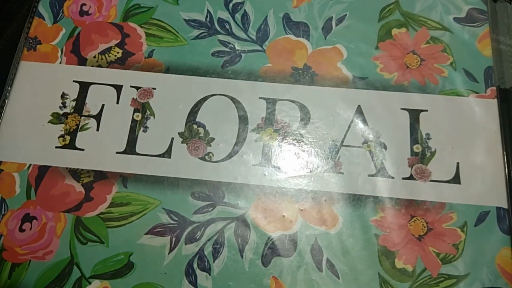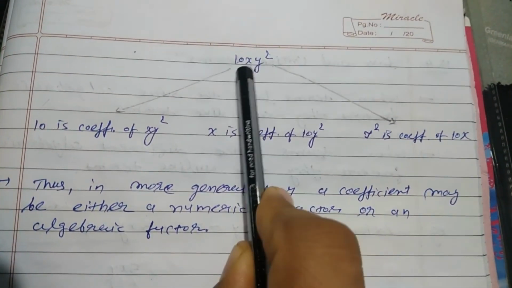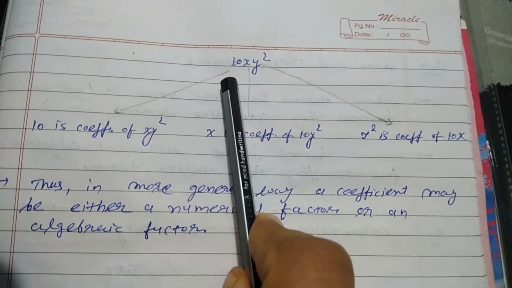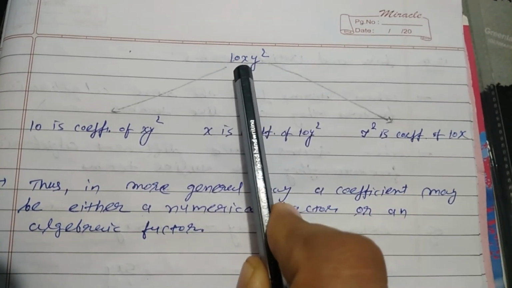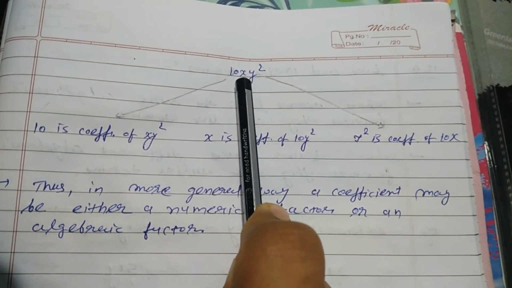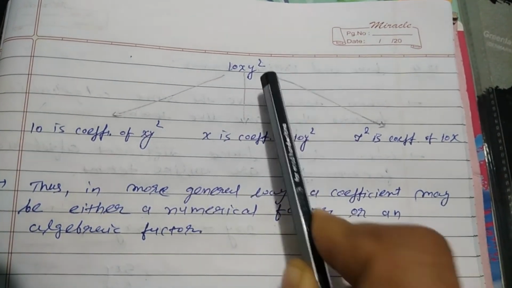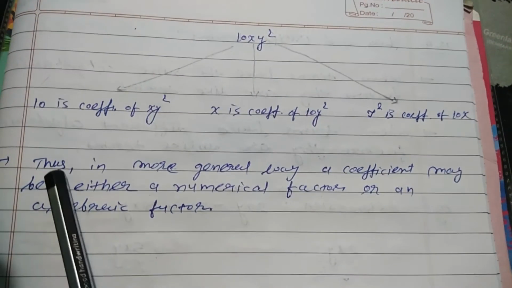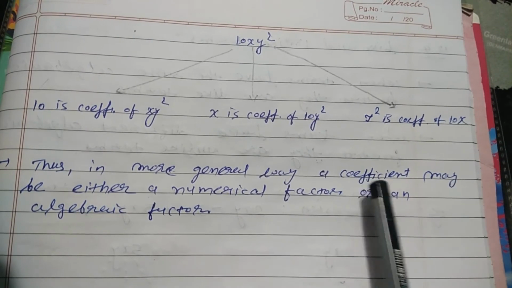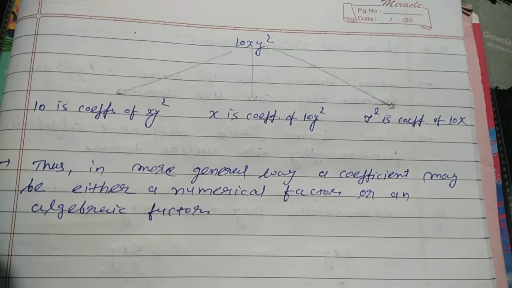Let's see another example. 10xy square. Here this is the expression. In this expression, we can say that 10 is a coefficient of xy square. Similarly, x is a coefficient of the other product 10y square. And similarly, y square is a coefficient of 10x. Thus, in a more general way, a coefficient may be either a numerical factor or an algebraic factor.